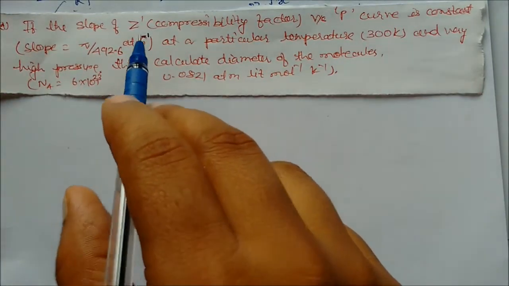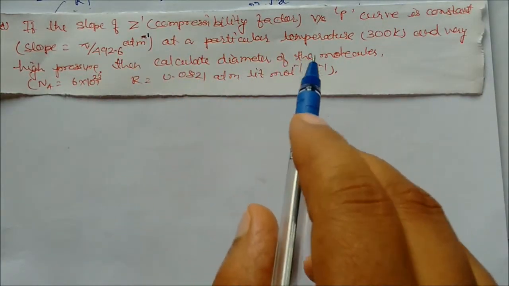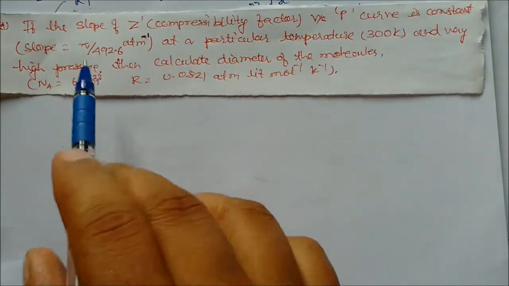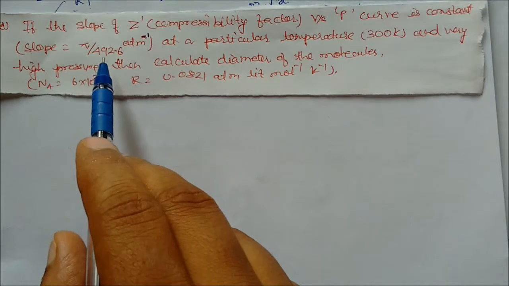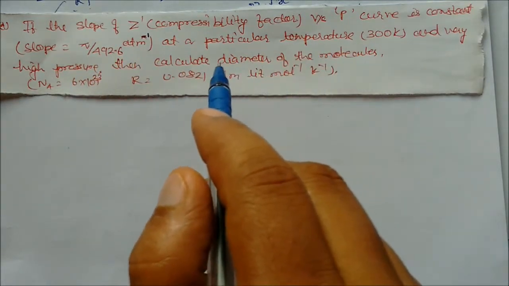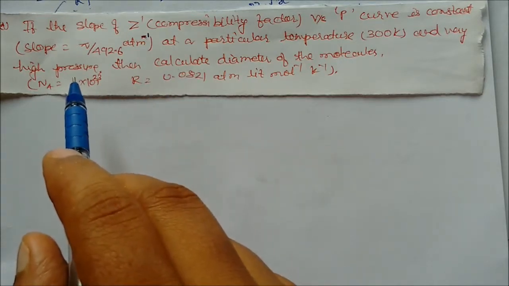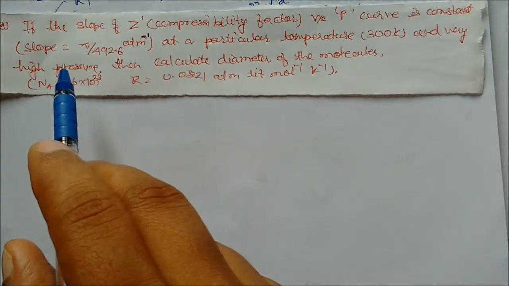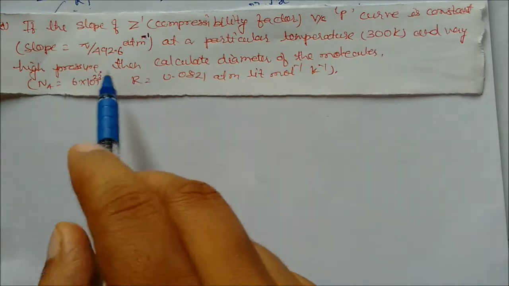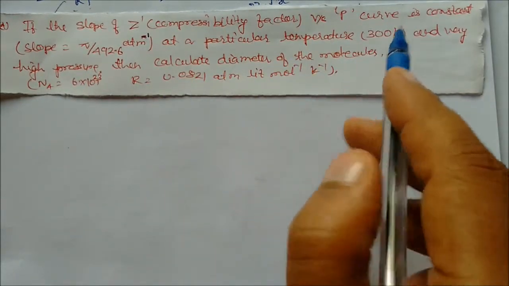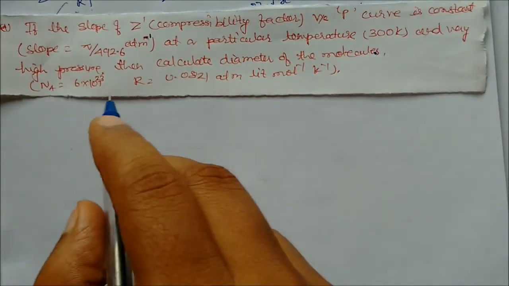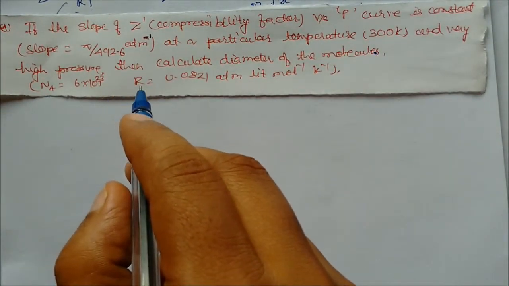If the slope of the compressibility factor versus P curve is constant, and the slope they have given is pi by 492.6 per atmospheric pressure at a particular temperature and very high pressure, then calculate the diameter of the molecules. So we have to calculate the diameter of the molecules. Slope is given, Avogadro number, R, all these are given over here.